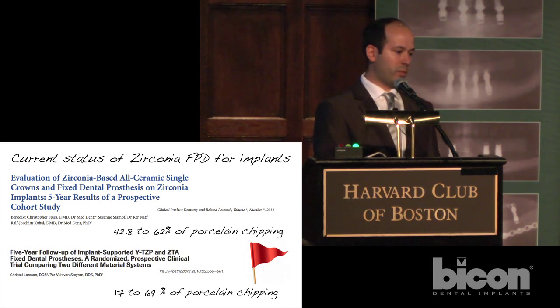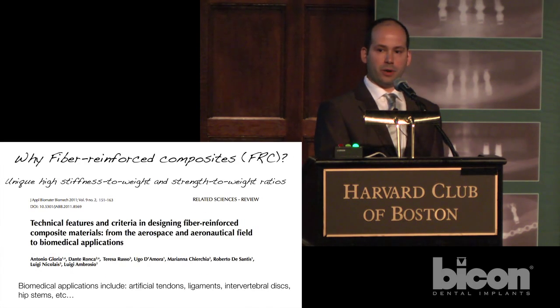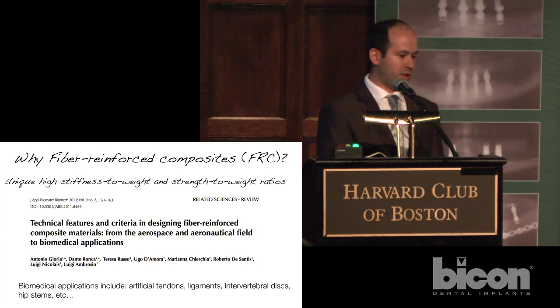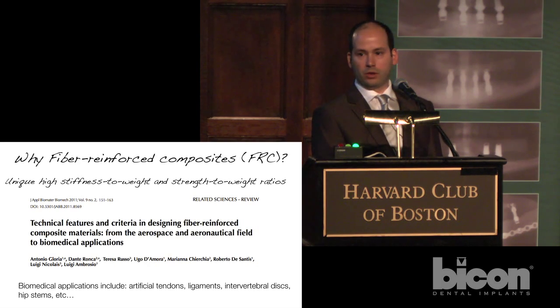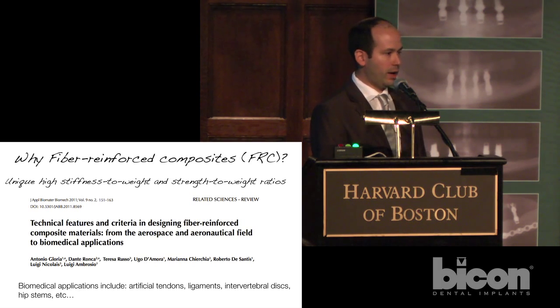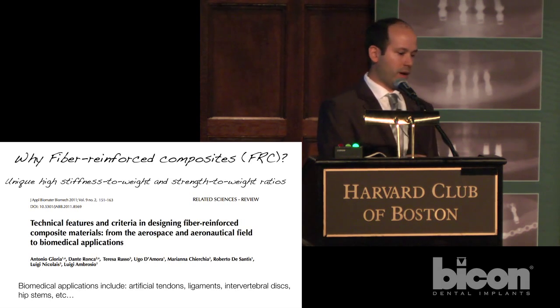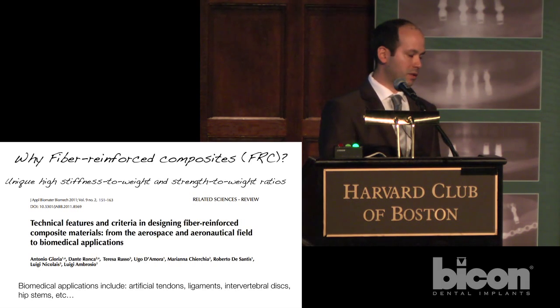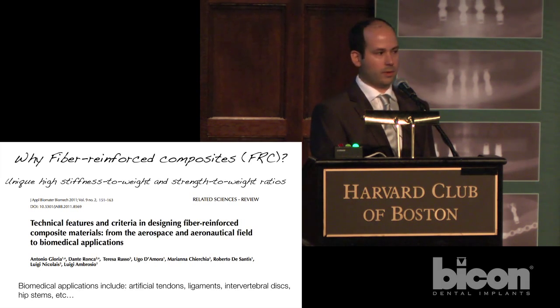And when we talk about fiber-reinforced composites, why? Well, because they present unique high stiffness-to-weight and strength-to-weight ratios. What does it mean? It means that they're light, yet they can be very strong. And if we look around, fiber-reinforced composites are everywhere, all right? From the aerospace to aeronautical fields, and biomedical applications include artificial tendons, ligaments, intervertebral discs, hip stems, and so forth.